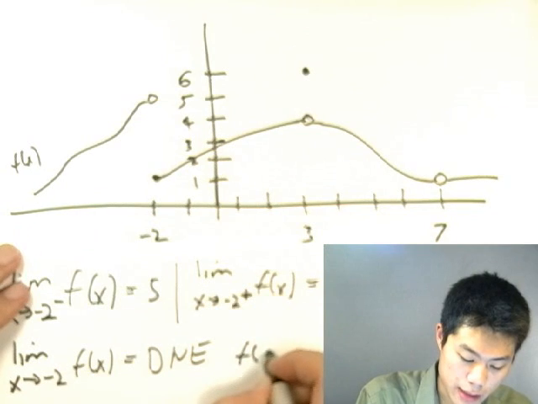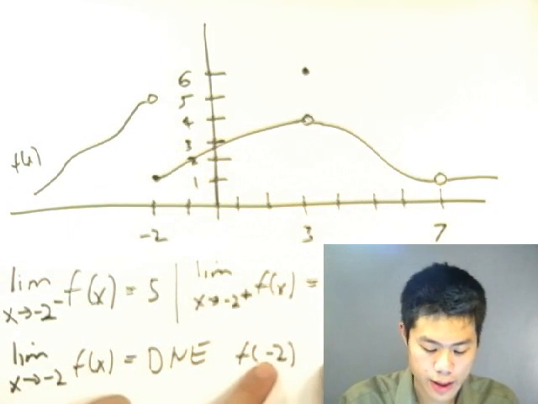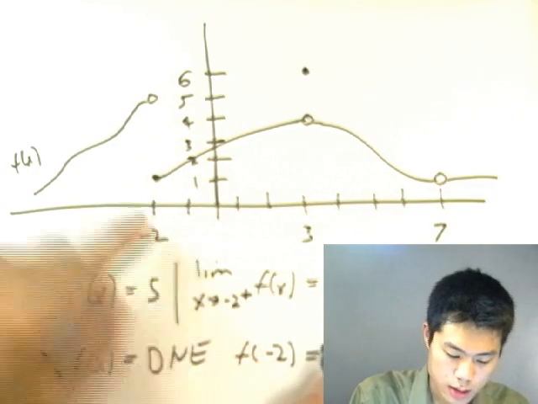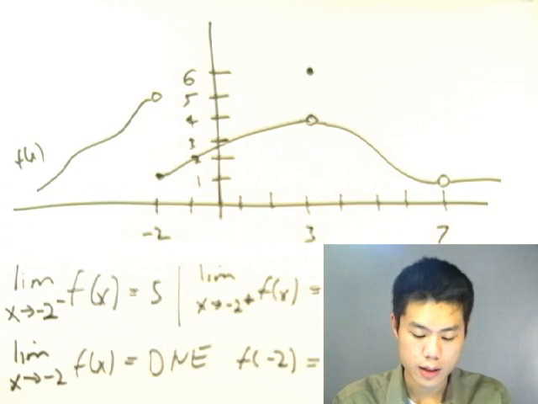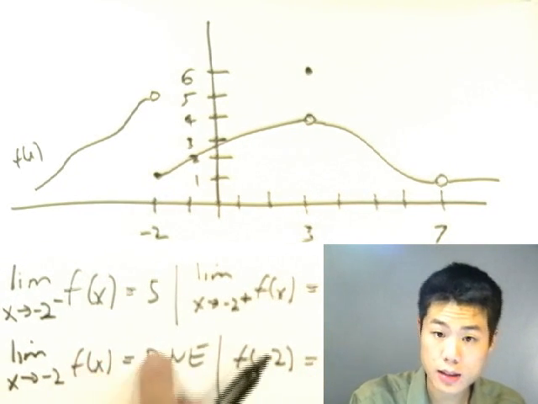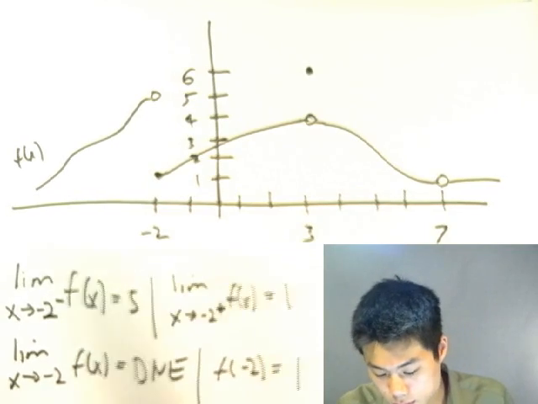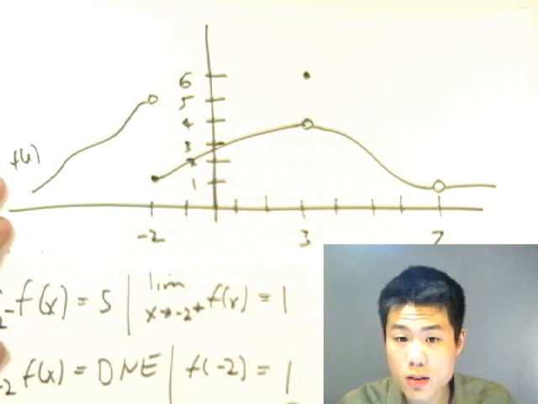And the last question we can ask is, what is the value of f of x when x is equal to -2? Simple plug-in, take a look. 1. Right. And remember that this does not in any way affect the limit.